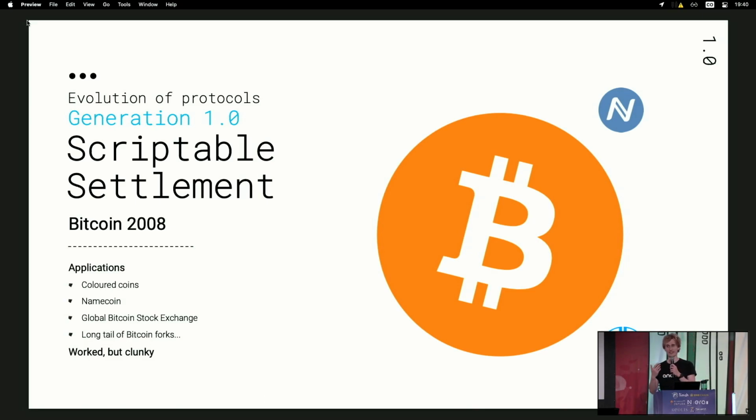Like if you've been around long enough, you remember that in like 2014 or so, there was like an unregistered securities exchange run out of the US called the global Bitcoin stock exchange, on which you could actually trade tokenized shares. It worked, but it was clunky. Like none of these applications were composable with each other. You had to fork Bitcoin core in C++, run your own network in order to make this work.